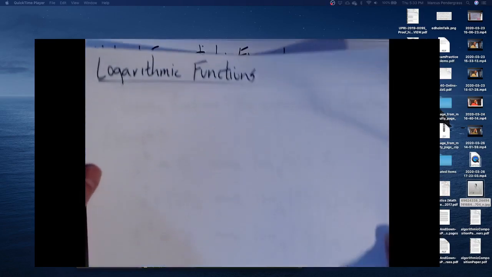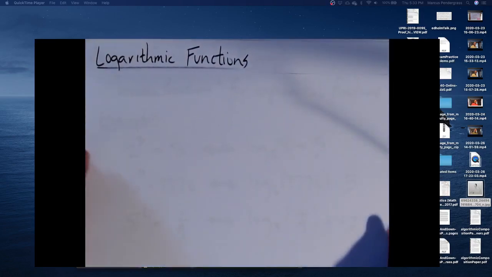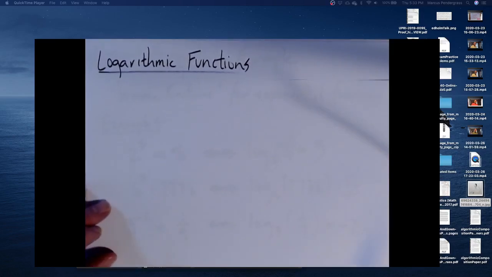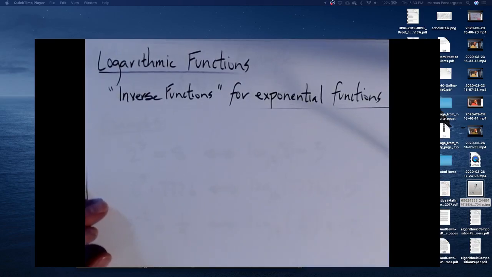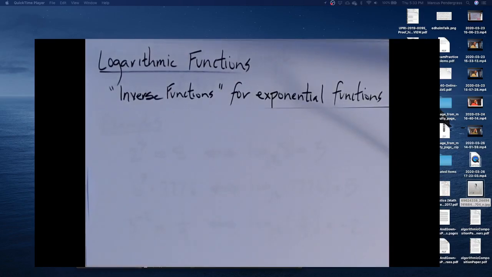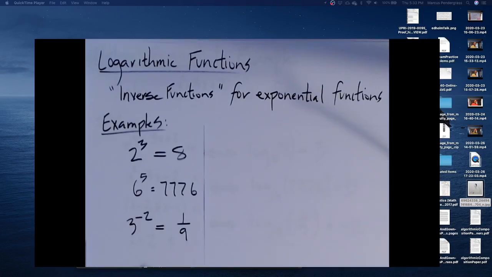Next, let's take a look at logarithmic functions. These are actually related to exponential functions in a very fundamental way. They're basically inverse functions for exponential functions. So let me try to show you what I mean by this.